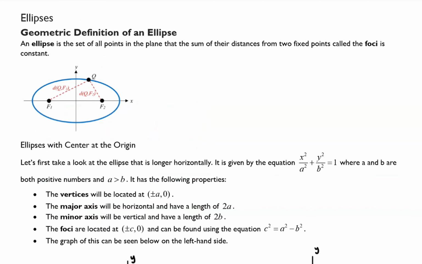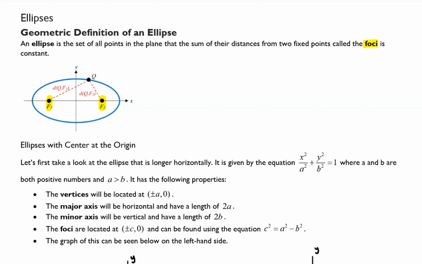The first type of conic that we are going to be looking at is the ellipse. An ellipse is the set of all points in the plane that the sum of their distances from two fixed points, called the foci, is constant. So here we have an image of an ellipse, and these two points, F1 and F2, are called the foci.